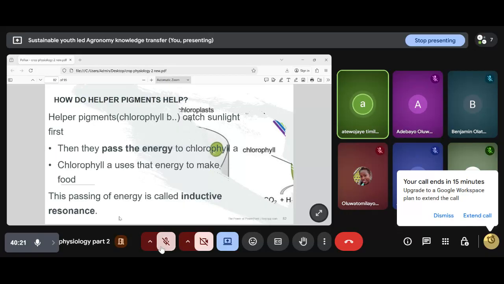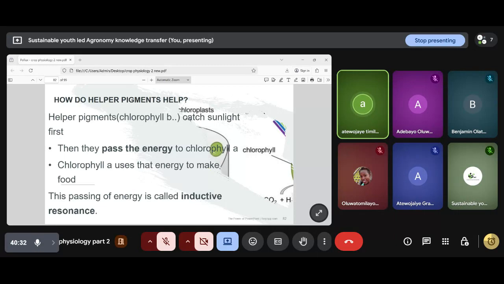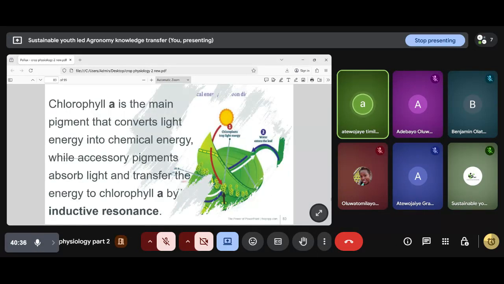Sorry. Okay, thank you. How do the accessory pigments help? They catch sunlight and pass the energy to the chlorophyll, which then uses it to make food. That is what we call inductive resonance. So let's move on, please.